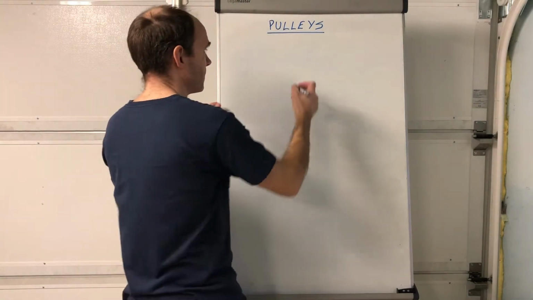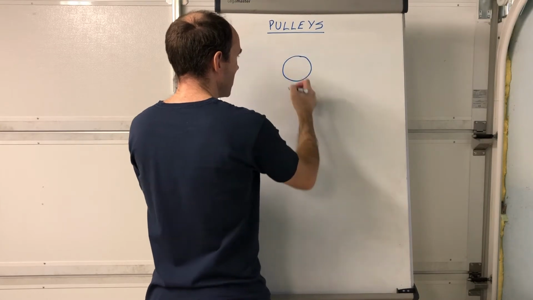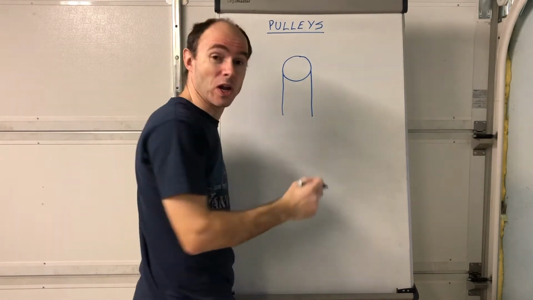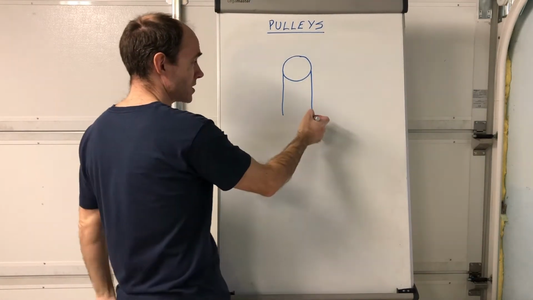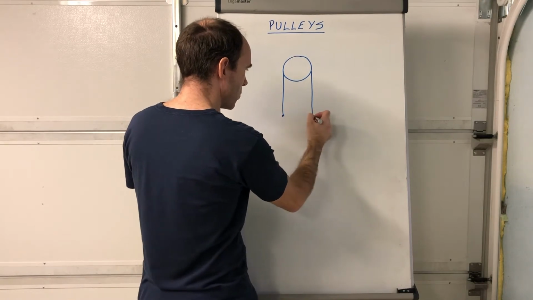Hiya, so in this video I'm going to talk to you about pulleys and how pulleys are used in mechanics and how to solve problems involving pulleys. Well, pulleys are quite simple. What you've got is a circle representing a pulley, and then either side of it you've got what's called a light inextensible string, and the string is effectively wrapped around the pulley. And say you've got one object here and you've got one object there.